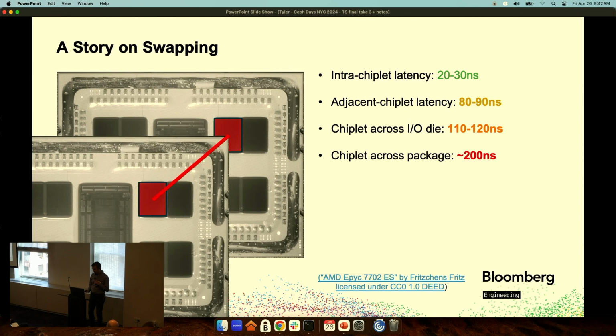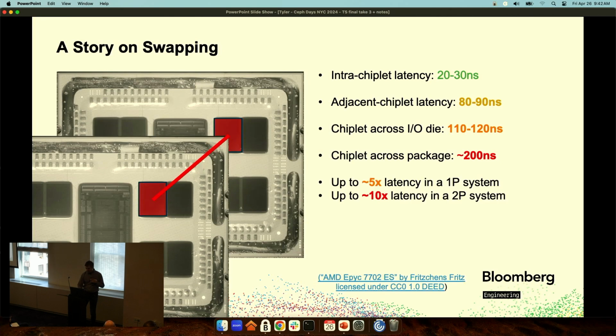And so what's interesting is maybe you've been doing 1P Ceph systems because you think, well, I don't want to have the NUMA penalty. But even though a 2P system versus a 1P system is a 5x latency, if you look at the green, 20 to 30 nanoseconds, versus a chiplet all the way on the other side of the die, you're paying just about as much. The magnitude of the difference is just as much from die to die as it is from package to package.